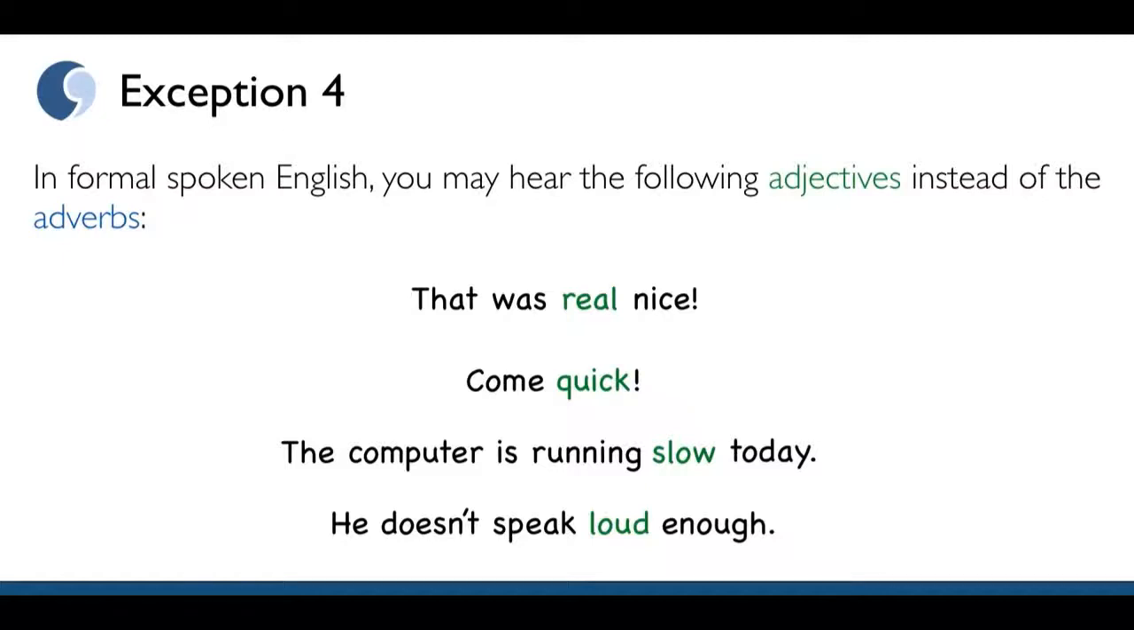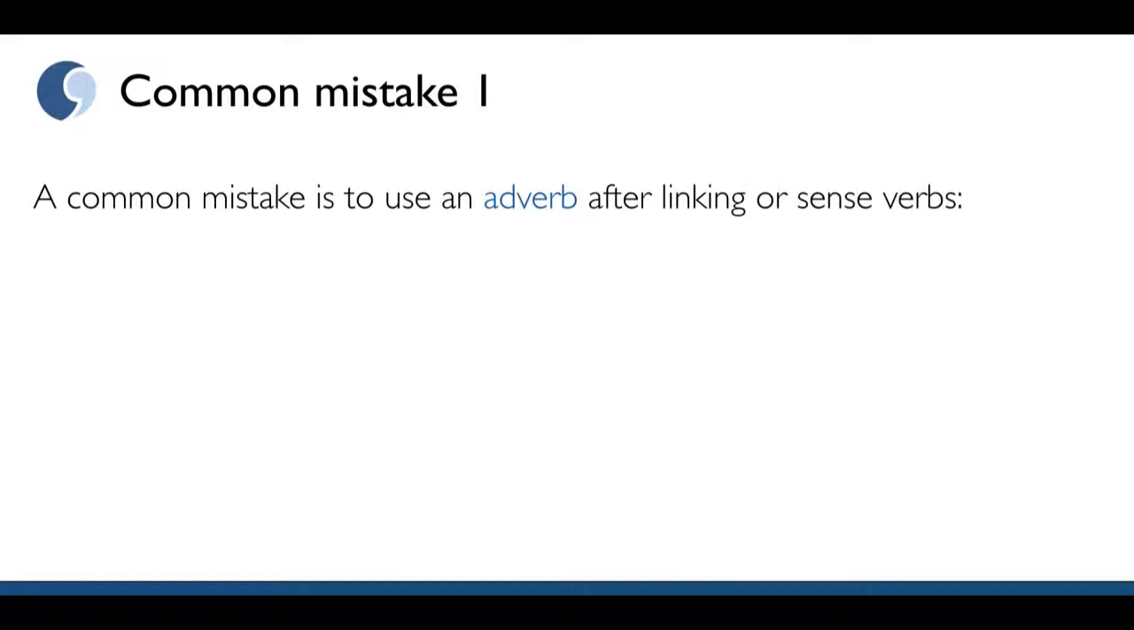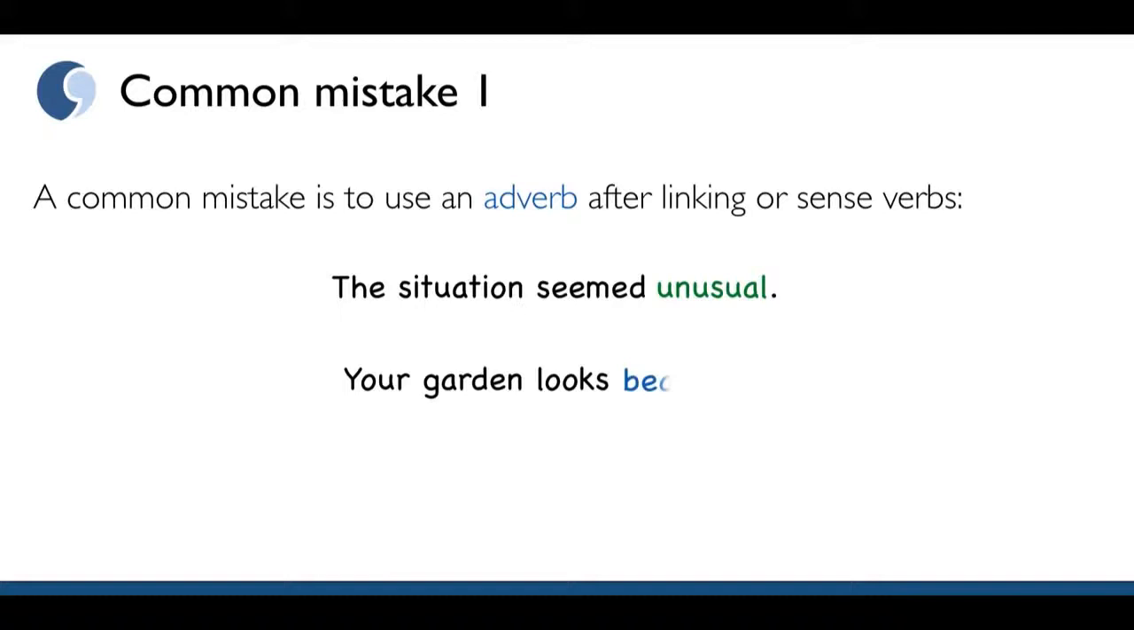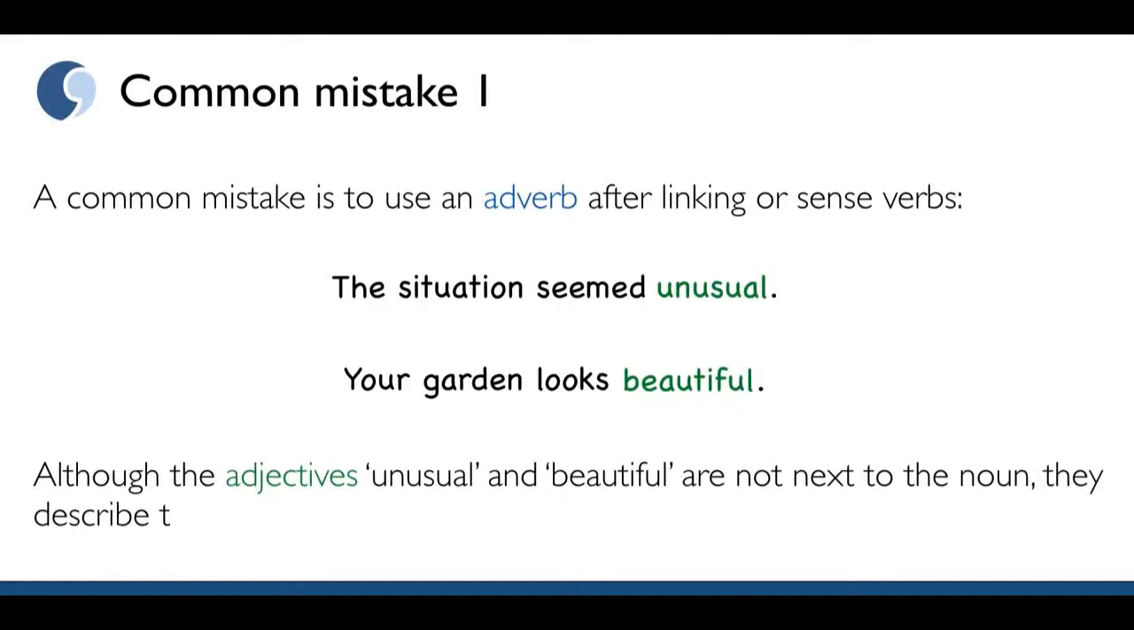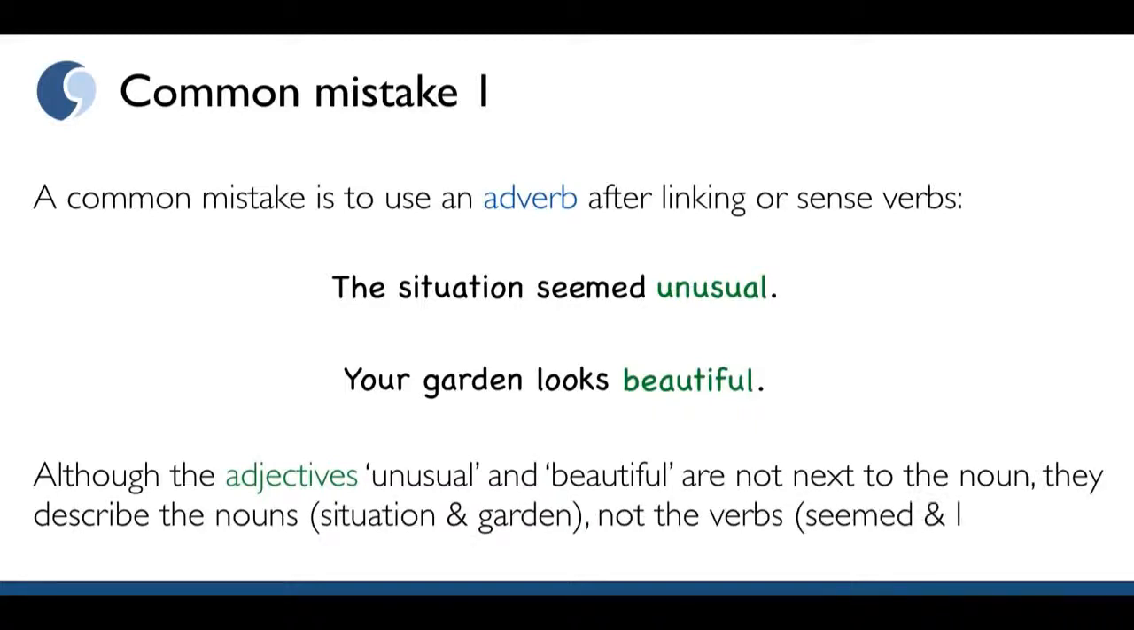Right then, it's time to look at some common mistakes. The first one is to use an adverb after linking or sense verbs. For example, the situation seemed unusually. As you now know, the situation seemed unusual is the correct sentence. Or, your garden looks beautifully. Your garden looks beautiful. Because although the adjectives unusual and beautiful are not next to the noun, they describe the nouns situation and garden, not the verbs seemed and looks.